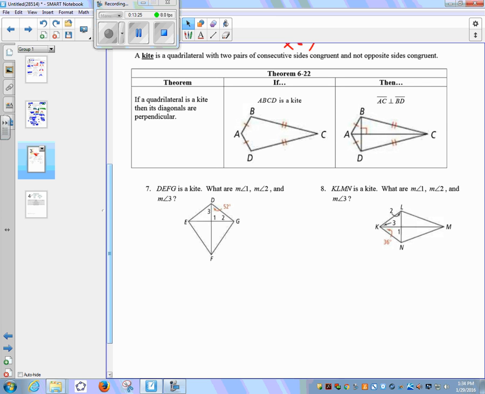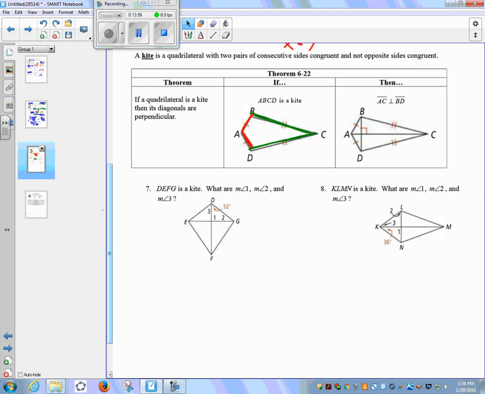So a kite here has no pairs of parallel sides. It's got 2 pairs of consecutive sides congruent. In other words, 2 pairs of sides that are next to each other. Consecutive means next to each other, that are congruent, but not opposite sides congruent.